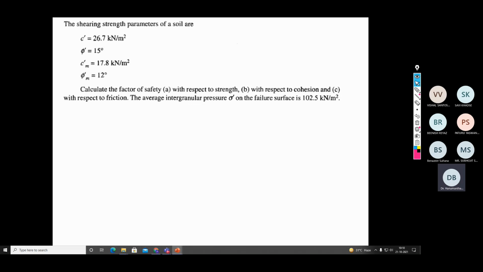Anybody? Sir, factor of safety with respect to strength is 1.368, with cohesion 1.5, and with friction 1.261. Okay. Others, could you please confirm? I'm getting the same. Okay. Very good.